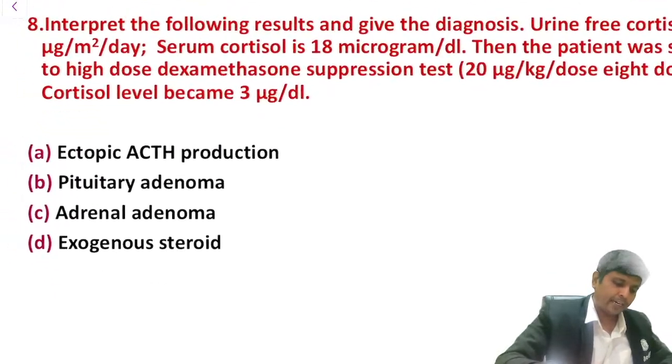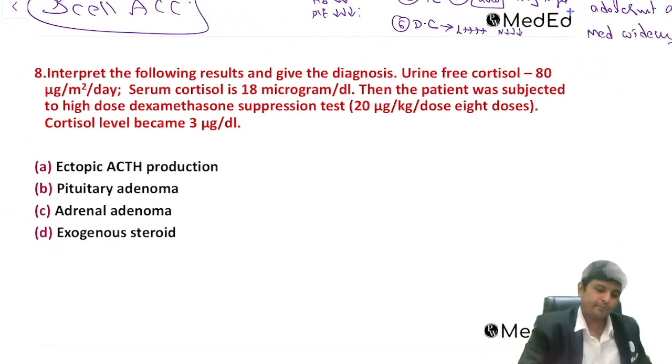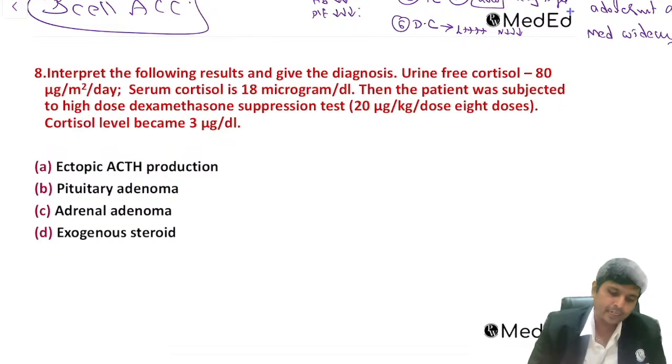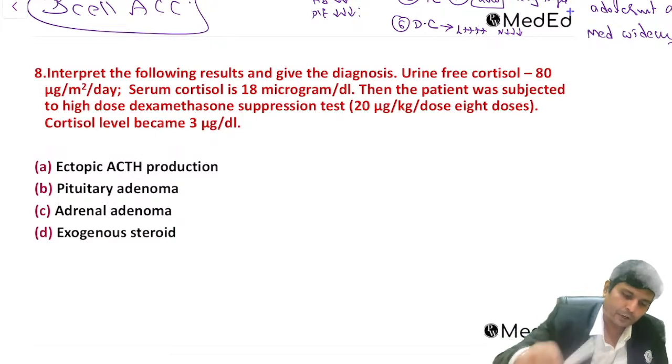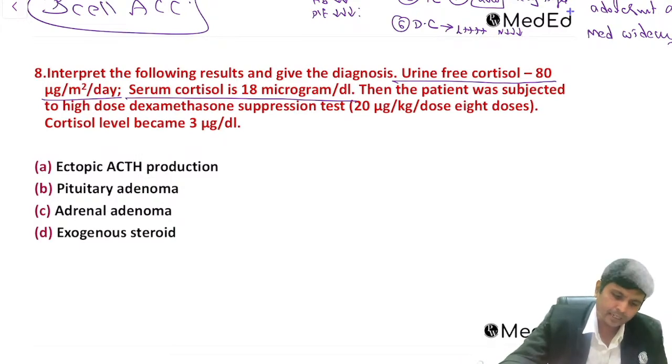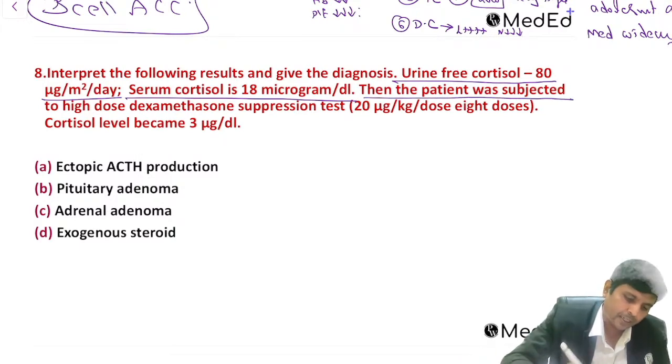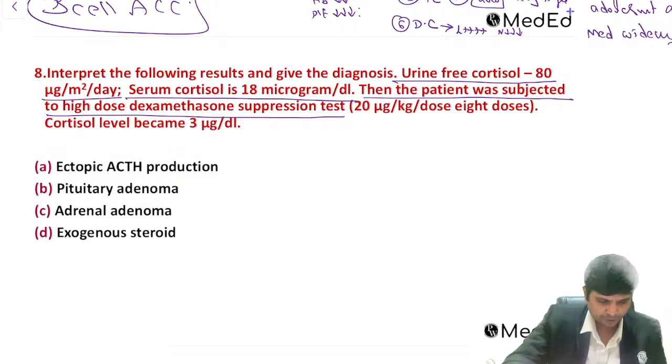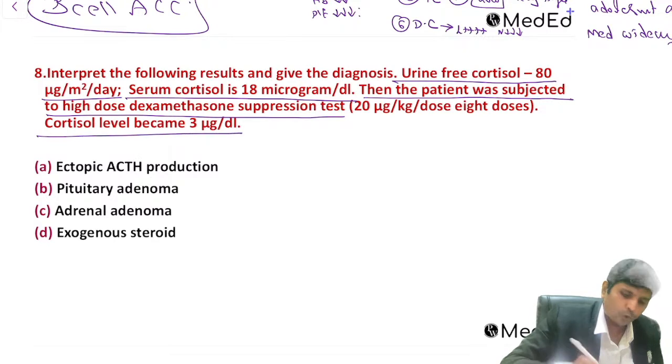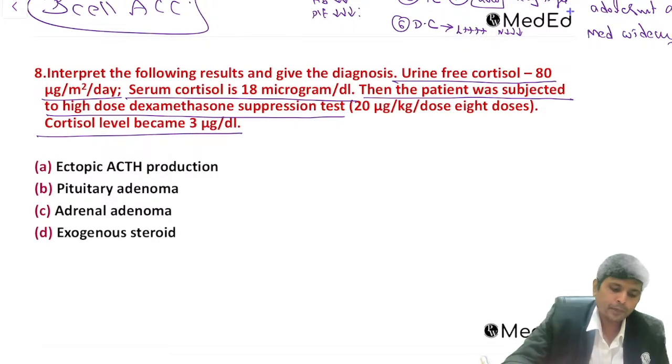So what is my 8th question? Interpret the following results and give the diagnosis. Urine free cortisol 80 micrograms per meter squared per day. Serum cortisol is 18 micrograms per deciliter. Then the patient was subjected to high dose dexamethasone suppression test. Cortisol becomes low, that is, less than 3 micrograms per deciliter.